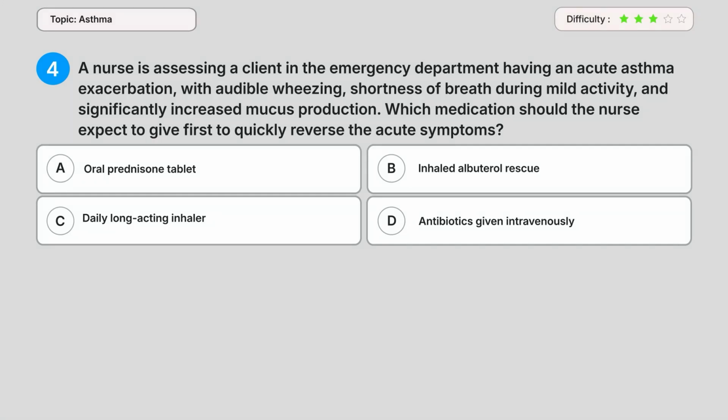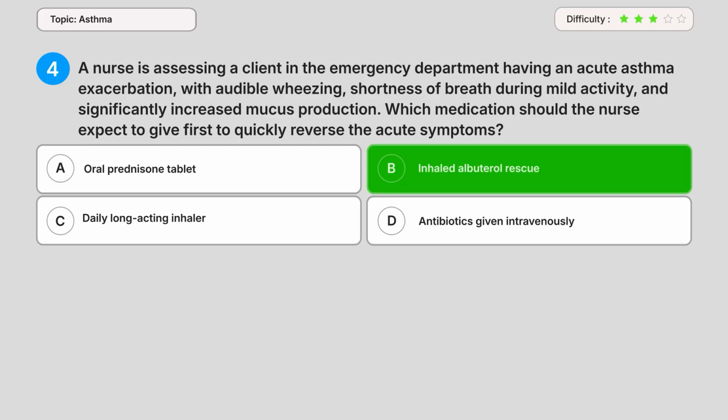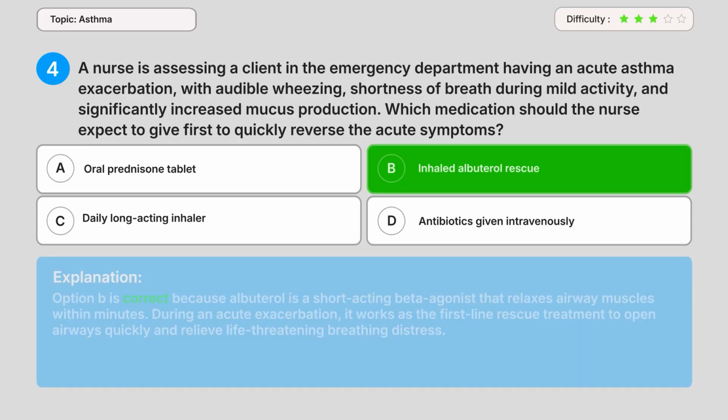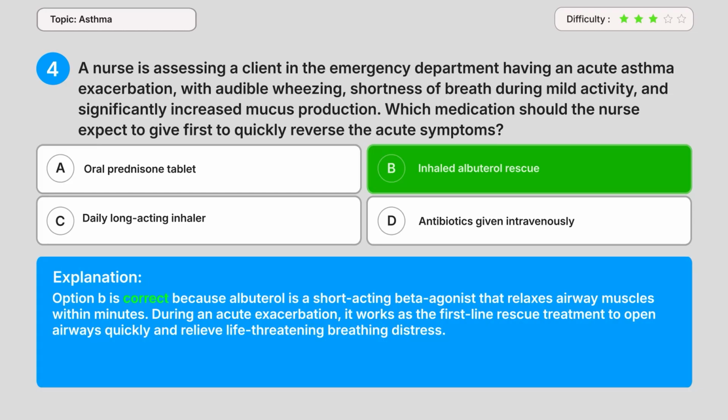Correct answer, B. Inhaled albuterol rescue. Explanation: Option B is correct because albuterol is a short-acting beta agonist that relaxes airway muscles within minutes. During an acute exacerbation, it works as the first-line rescue treatment to open airways quickly and relieve life-threatening breathing distress.